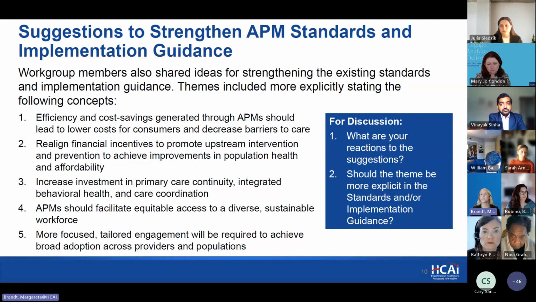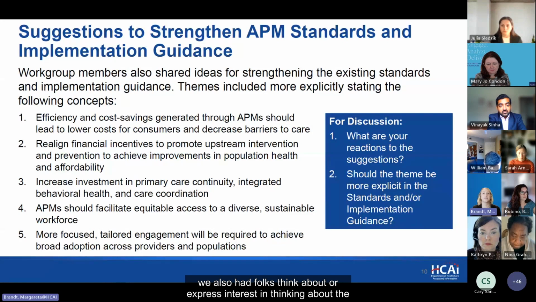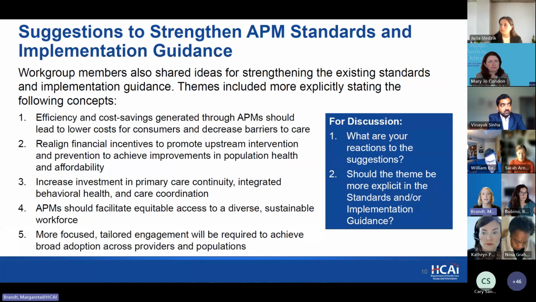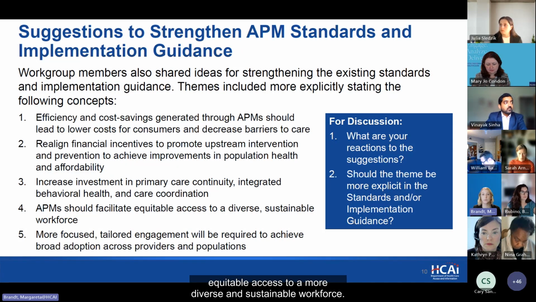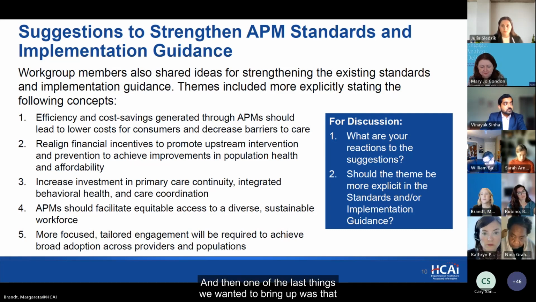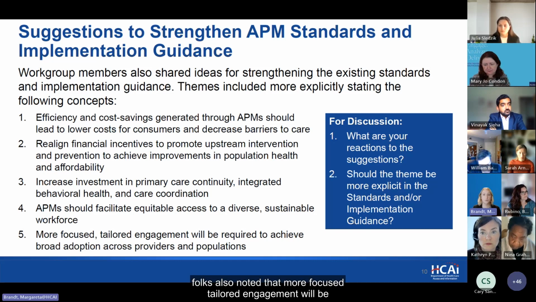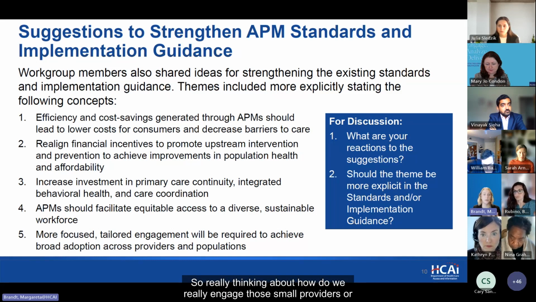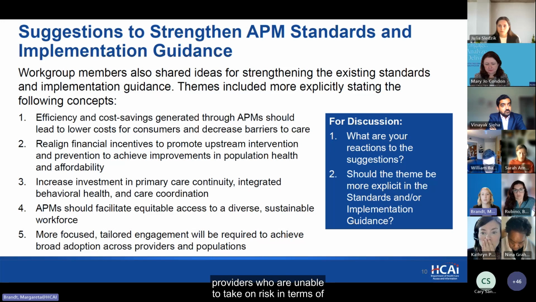And then also, we had folks express interest in thinking about the relationship between alternative payment models and facilitating equitable access to a more diverse and sustainable workforce. And then one of the last things we wanted to bring up was that folks also noted that more focused, tailored engagement will be required to achieve APM adoption across providers and populations. So really thinking about how we engage those small providers or providers who are unable to take on risk in terms of shared savings or other types of arrangements.